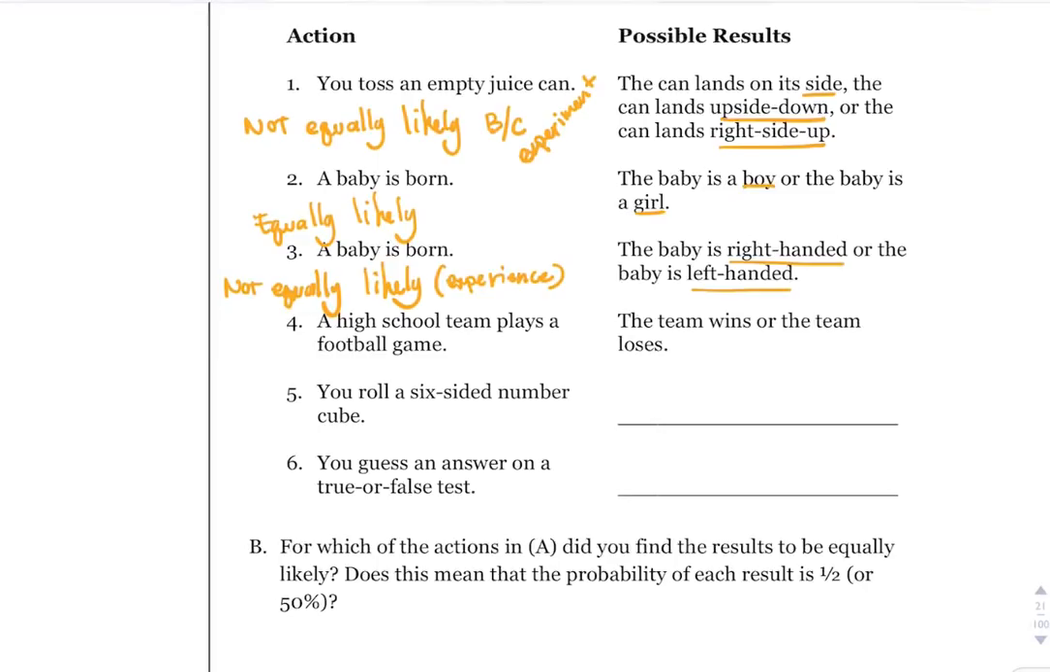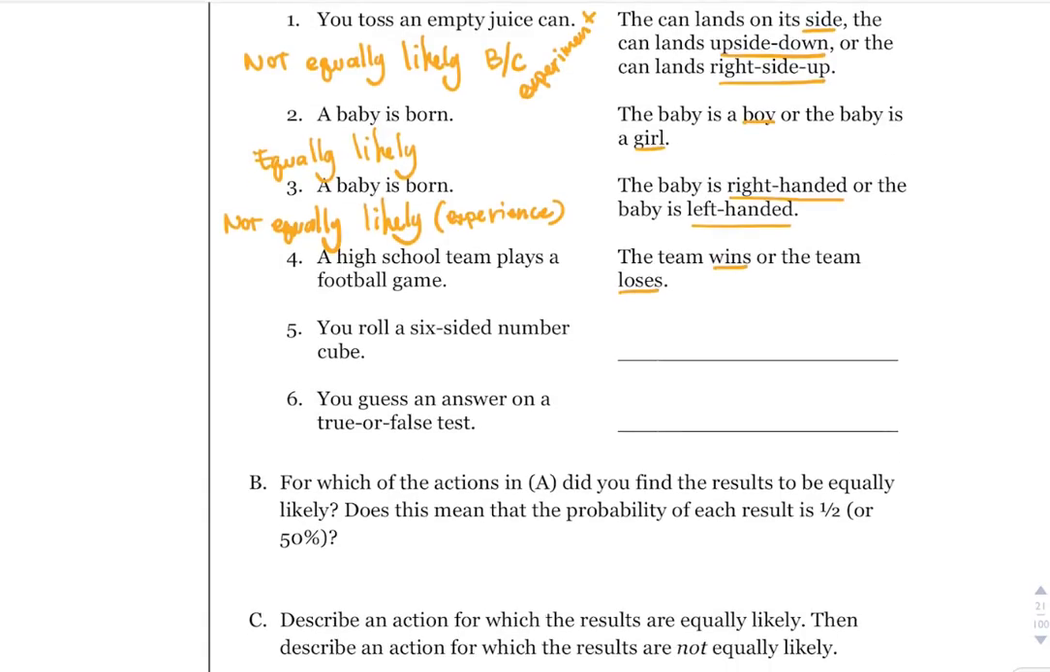A high school football team plays a football game and their outcomes are win or lose. Now, a lot of people argue that because there are two outcomes, it's equally likely. But it's not equally likely, so I'm going to say no, this is skill-based. Because there's skill involved, practice, skill, physicality, experience, those types of things change the probability in one team's favor or the other team's favor.